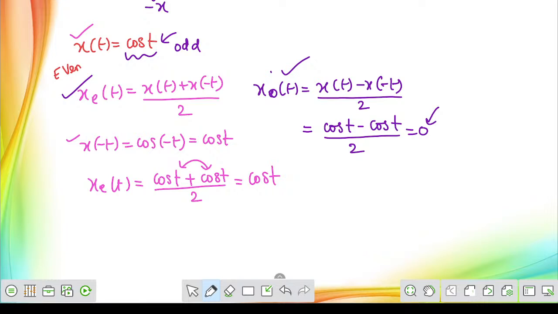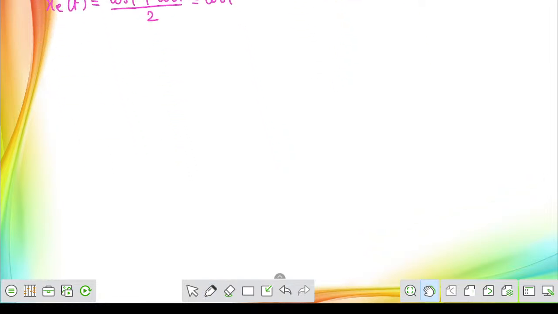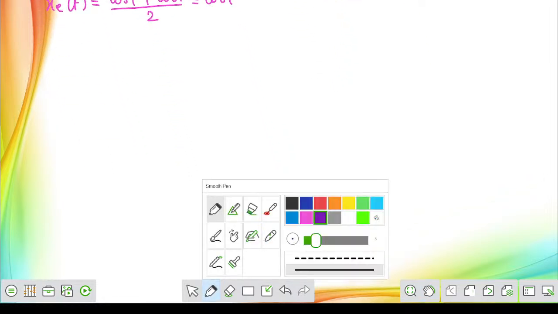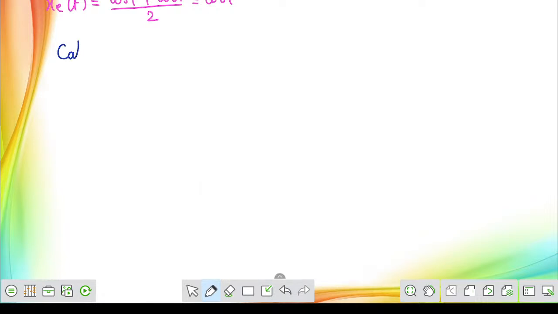The next most important area that we are entering now, the repeatedly asked question, is the calculation of energy and power of a signal. How to calculate the energy and power of a signal. Questions from this area are repeatedly framed.